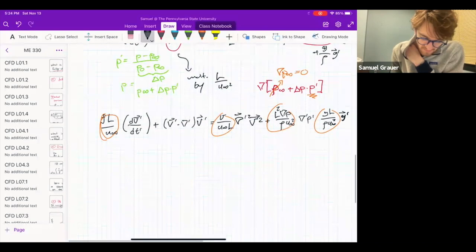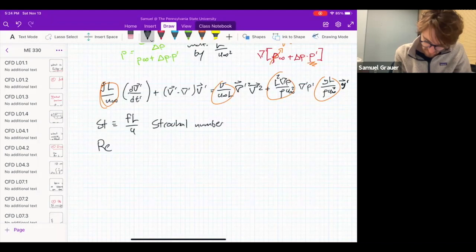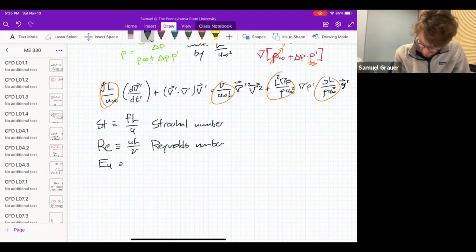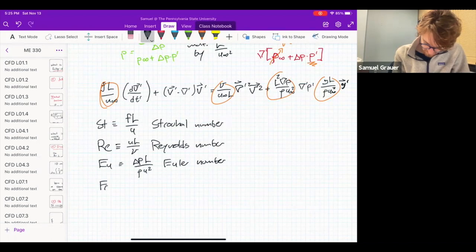So here, we're going to have the Strouhal number, which is defined as the characteristic frequency times L over U. We're going to have a Reynolds number that you've seen many times before, and that is given by UL over ν. We're going to have an Euler number, which is defined as ΔP times L divided by ρU squared. So that is the Euler number. And we will finally have a Froude number, which is defined as U over the square root of gL.